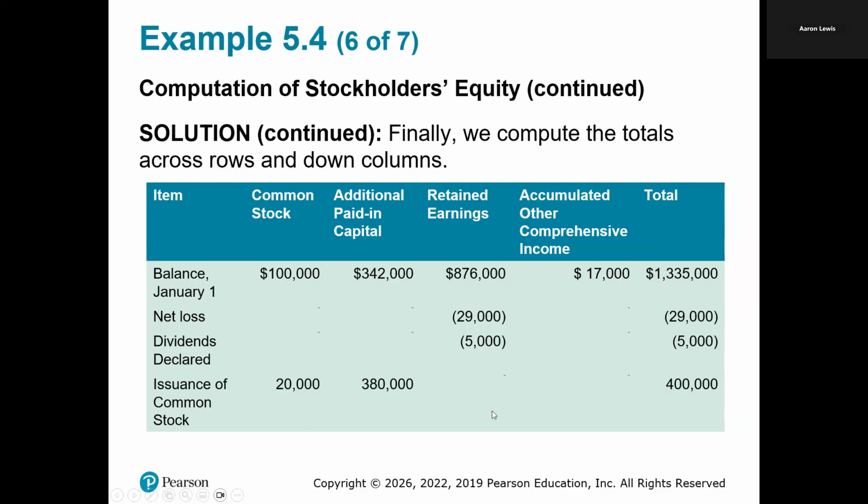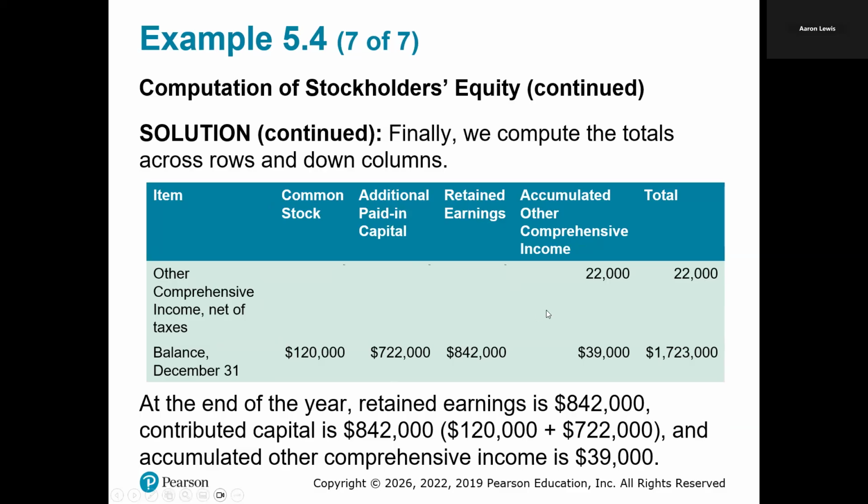We issued $400,000 worth of stock during the period. There's 20,000 shares with a $1 par. So the total par value of those shares issued was $20,000 and increased the common stock. But our new shareholders paid $380,000 in excess of that par value. So that'd be an increase to additional paid-in capital.